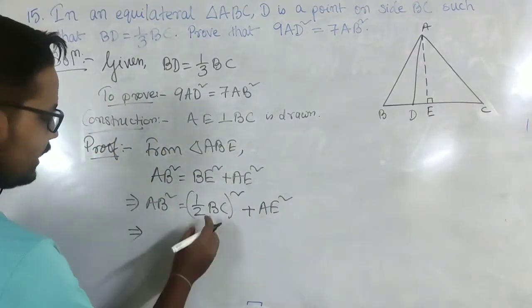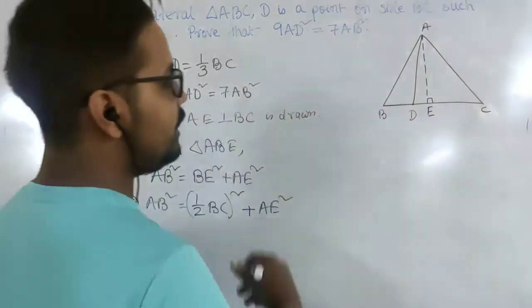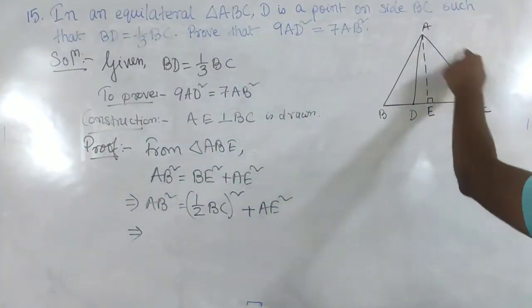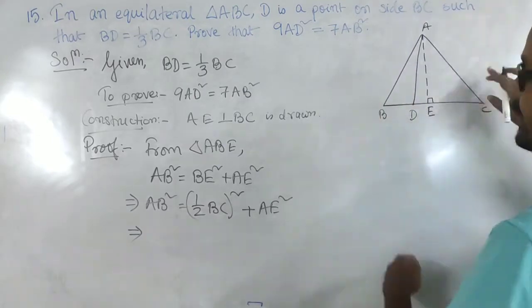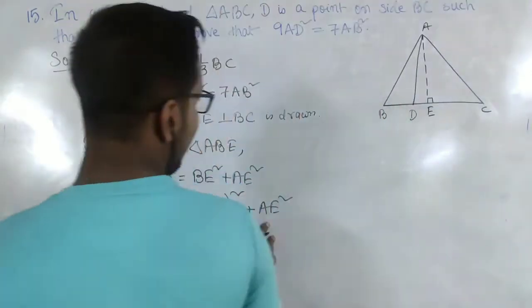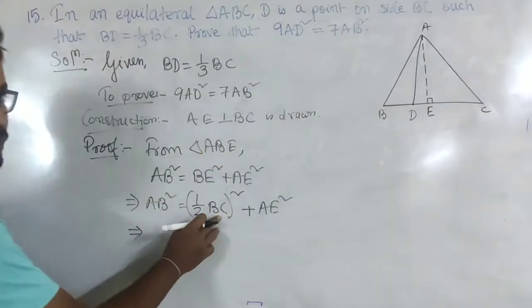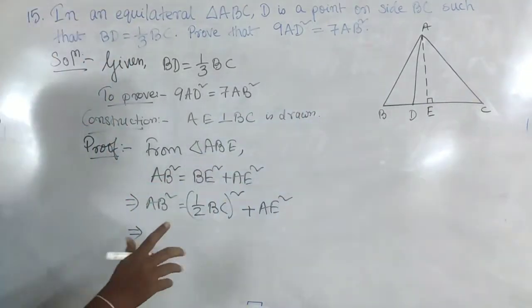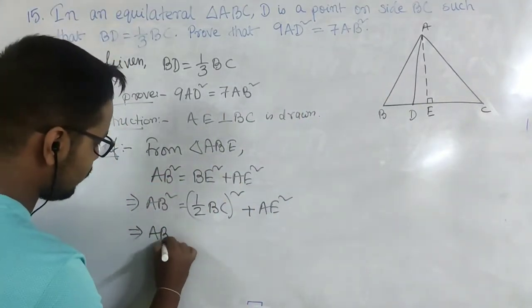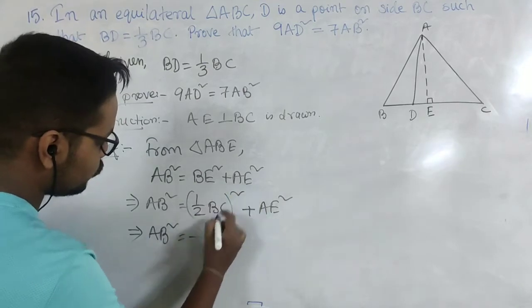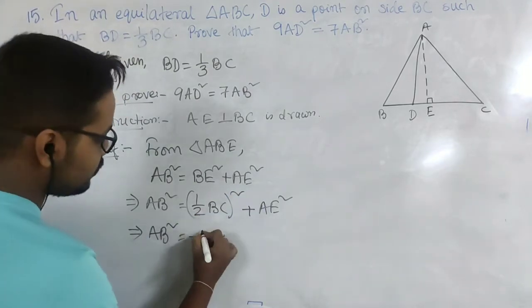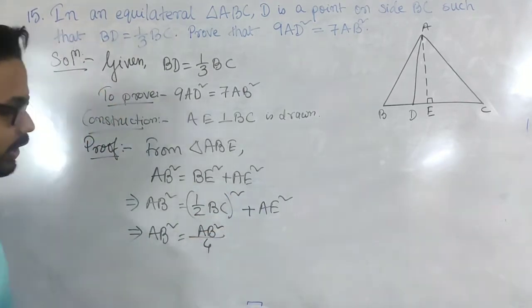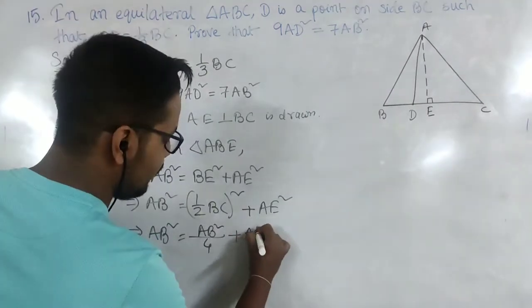Next, we know that BC and AB will be equal because ABC is an equilateral triangle, so all the sides are equal. We can write AB in place of BC because BC and AB are two sides of the same triangle. So we can write AB squared here. 2 square will be 4, and in place of BC we will write AB, so it is going to be AB squared. I hope that's clear. Then it will be AE squared.